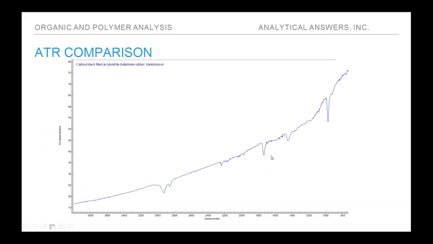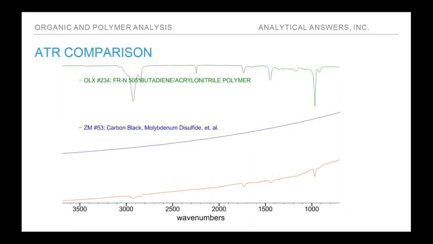Here, for example, is a spectrum. This is taken in transmission mode of a carbon black filled acrylonitrile butadiene rubber. And here we can see the classic infrared absorption bands pointing down, showing the light being absorbed. We see a general baseline offset, tilt, a little bit of curvature too, coming about from the scattering of the carbon black. So we can compare this transmission spectrum to library references, and we can very easily match up certain key spectral features.